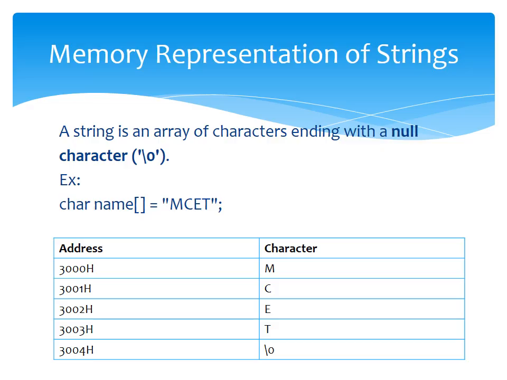The memory representation of a string is an array of characters ending with a null character. You can see here a character array name, and what is given is MCET inside double quotation marks. Assuming it starts at memory location 3000, at 3000 M as a character will be stored, then 3001 C, 3002 E, 3003 T, and 3004 as a null character.